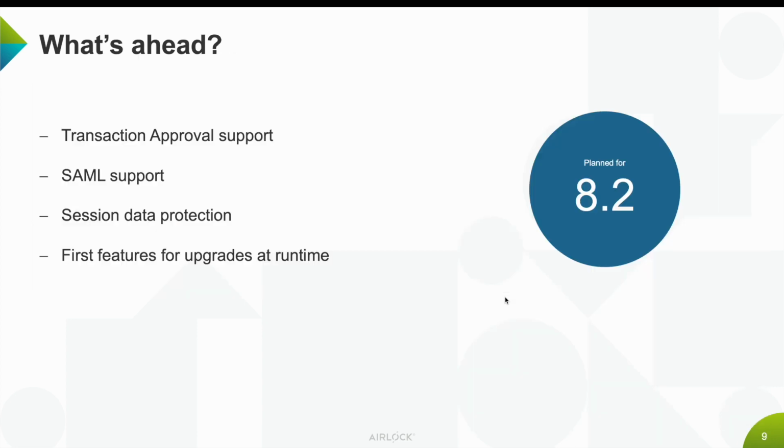So what's ahead? What are we going to do in the next release? What is planned? I already mentioned it before in the red part of the feature and missing feature slide. So again, it's transaction approval support. That's pretty sure for 8.2. Then SAML support, it's planned, but we don't know yet whether it's going to be in 8.2 or 8.3. Session data protection is there for sure. And also first features to support upgrades at runtime will be part of 8.2.